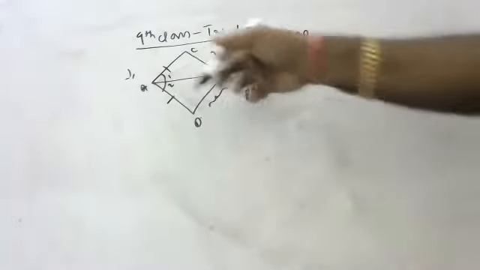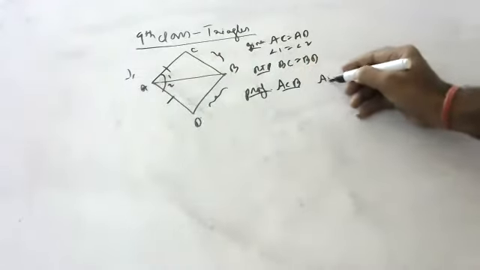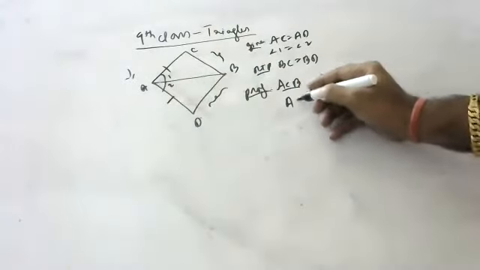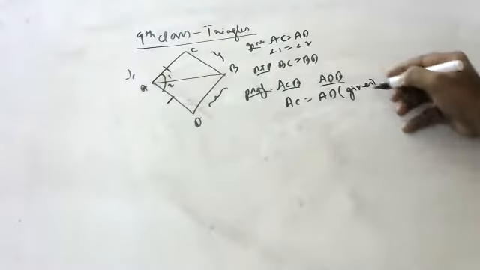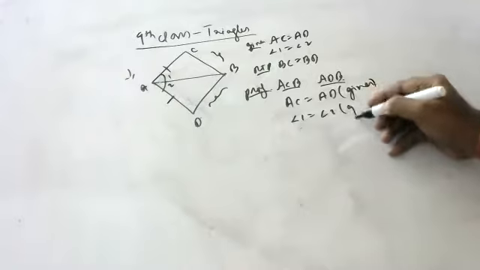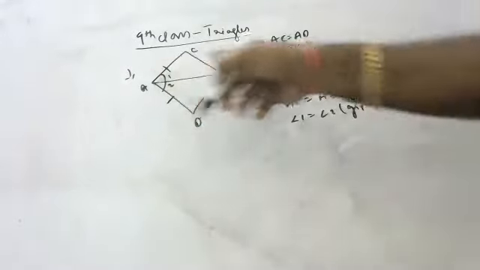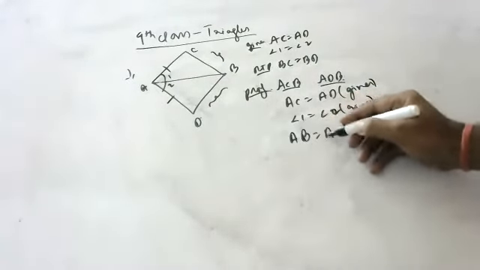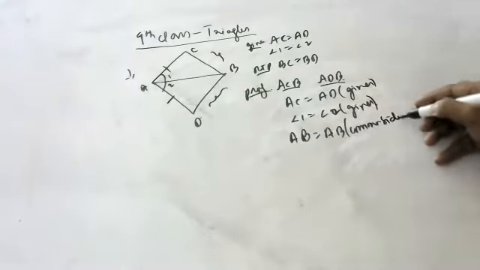In triangles ACB and ADB, there are two triangles, ACB and ADB. AC is equal to AD. Why, children? Given. AC is equal to AD, given. Angle 1 is equal to angle 2. Why? Given. AB is equal to AB. Why, children? Common side. AB is equal to AB because it is common side. It is present in both of them.